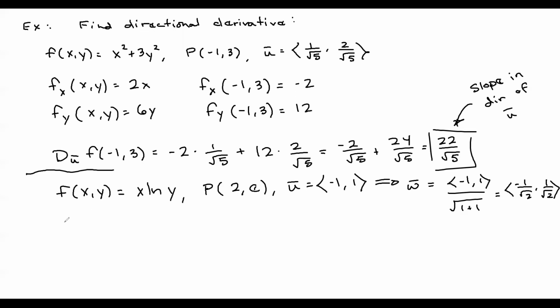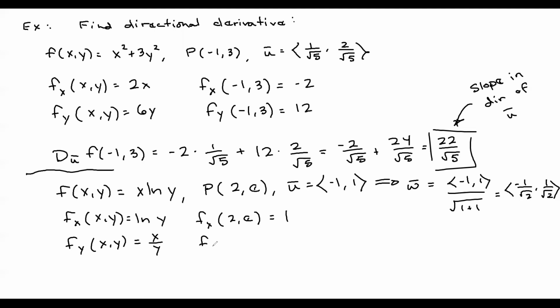Okay, and then next you can differentiate with respect to x, and you'll get natural log y. Differentiate with respect to y, and you'll get x over y. The derivative with respect to x at the point 2 comma e, so you'd be plugging in e, so natural log of e is going to be 1. And the partial with respect to y at 2 comma e is going to equal 2 over e.